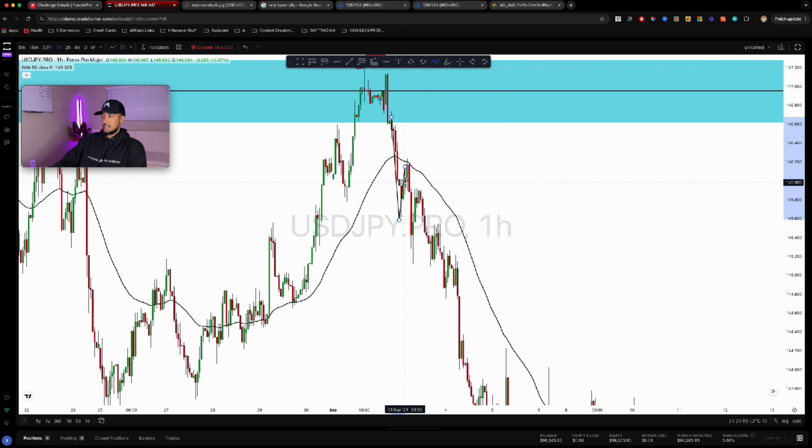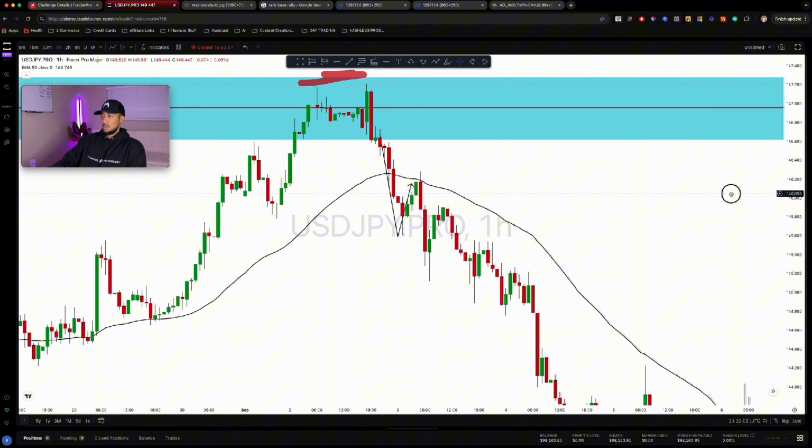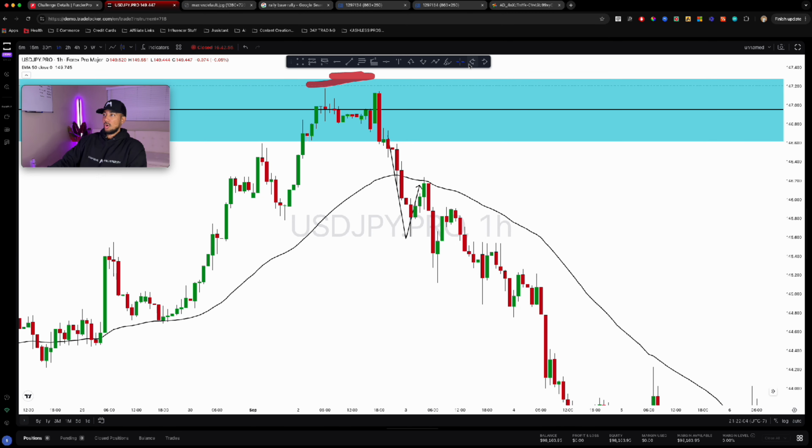And then what do we see? We see the next candle engulfing the previous candle. Let me zoom in on it. So once this candle closes, right around here, this is where the candle closes, I'm going to get into a short right there.